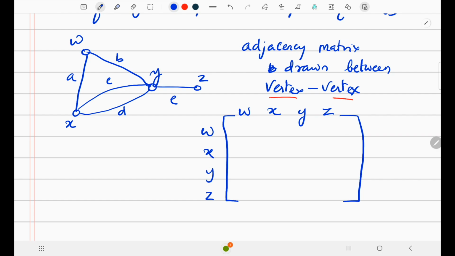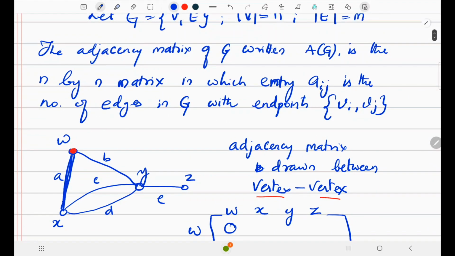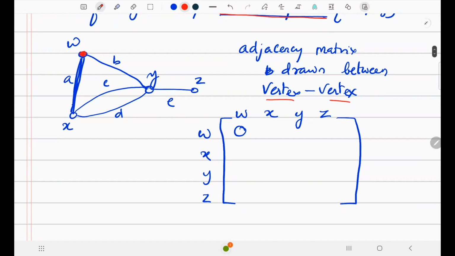Now, if anything is adjacent to each other, then we mark it as 1, otherwise 0. For example, is W adjacent to W? No, vertices are not adjacent to themselves, so it is 0. Is W adjacent to X? Yes, W is directly linked to X, so 1 is given here. They are the endpoints. So W and X are adjacent vertices.